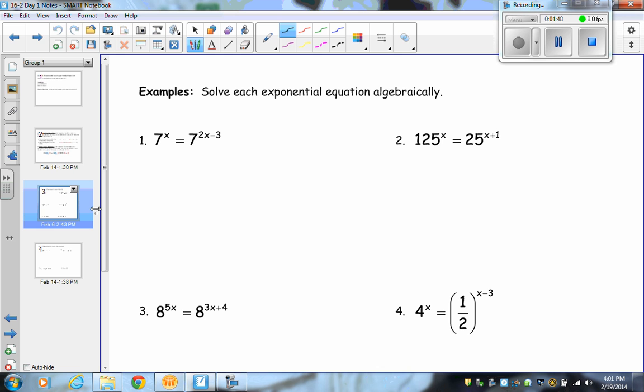Let's look at some examples. So we're going to start with looking at solving exponential equations algebraically. So first thing I'm going to do is look and see if my bases are the same. And in this first one, the left side has a base of 7 and the right side has a base of 7. So since the bases are the same, I can say that x equals 2x minus 3. Subtract the 2x to the other side, so I get negative x equals negative 3. Divide by negative 1, and I find out that x equals 3.